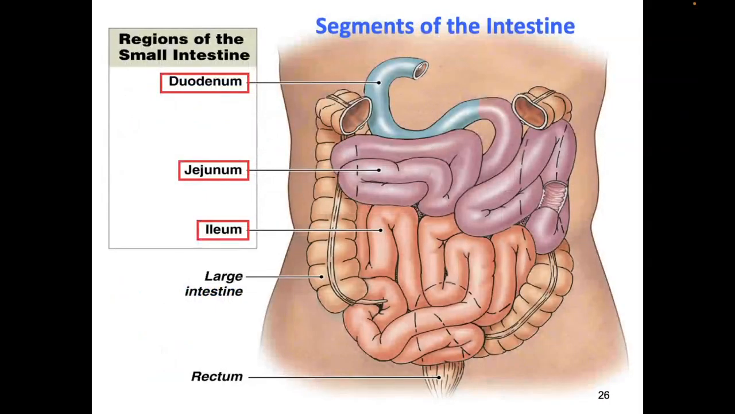So if we look at it this way, the three different colors here, here's the duodenum, there's your first portion. It's like the first 10 inches or so. Then you have the second portion, and then here's the ileum.